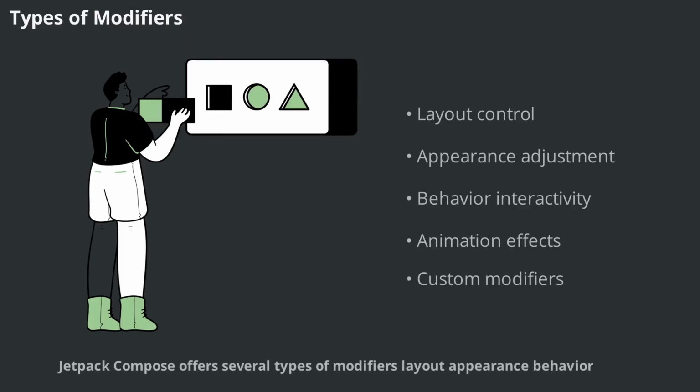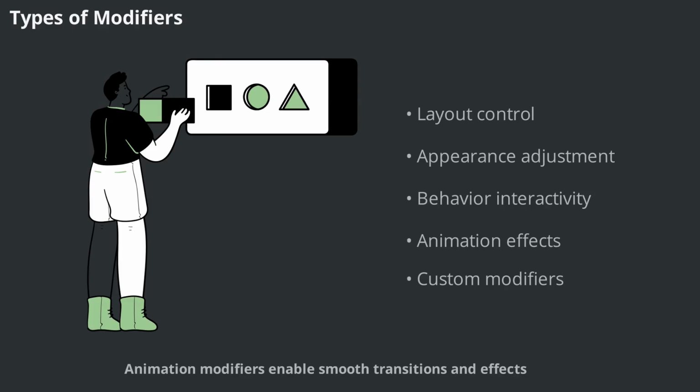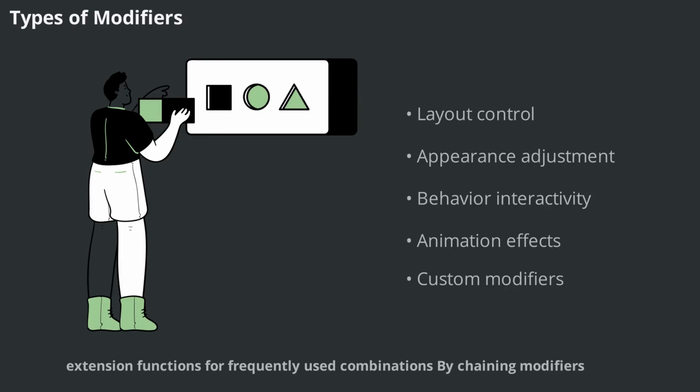Jetpack Compose offers several types of modifiers: layout, appearance, behavior, animation, and custom. Layout modifiers control size, padding, alignment, and positioning. Appearance modifiers adjust background, border, opacity, and shadow. Behavior modifiers add interactivity, such as click handling and gestures. Animation modifiers enable smooth transitions and effects. Custom modifiers let you define extension functions for frequently used combinations. By chaining modifiers, you can create flexible and dynamic UI elements tailored to your app's needs.